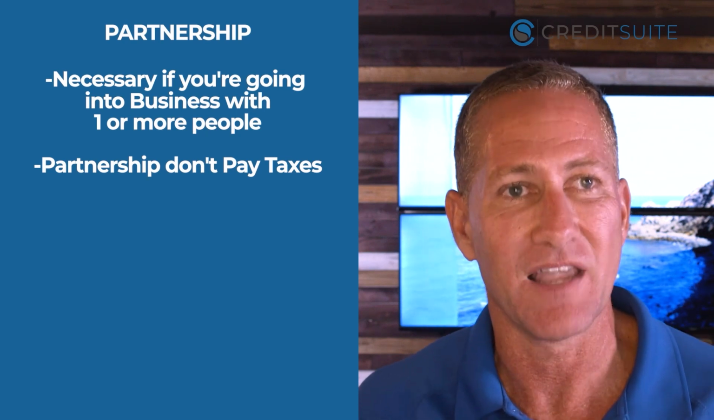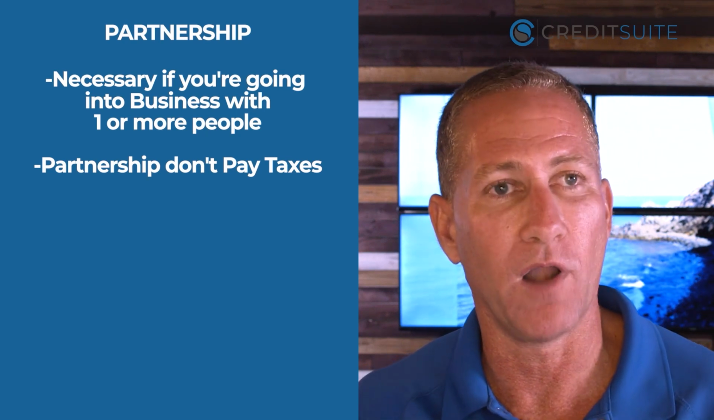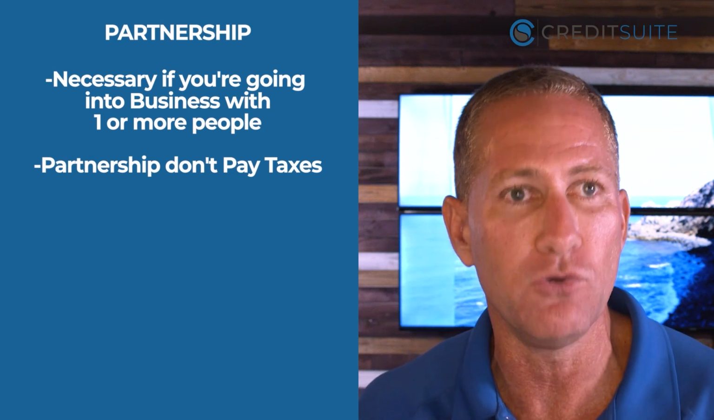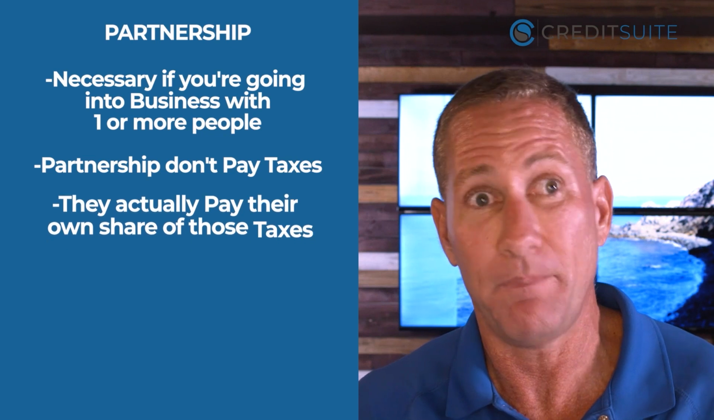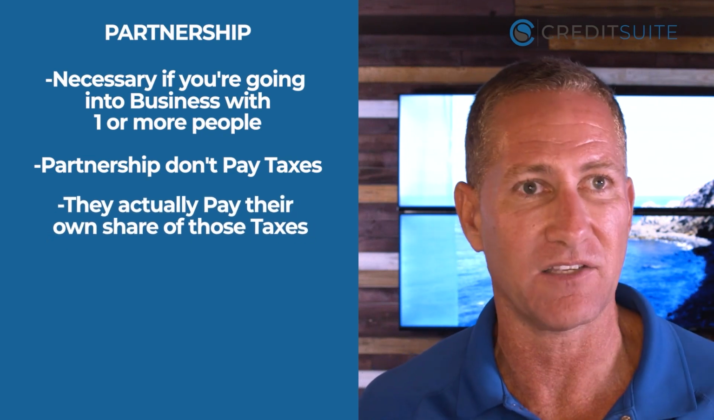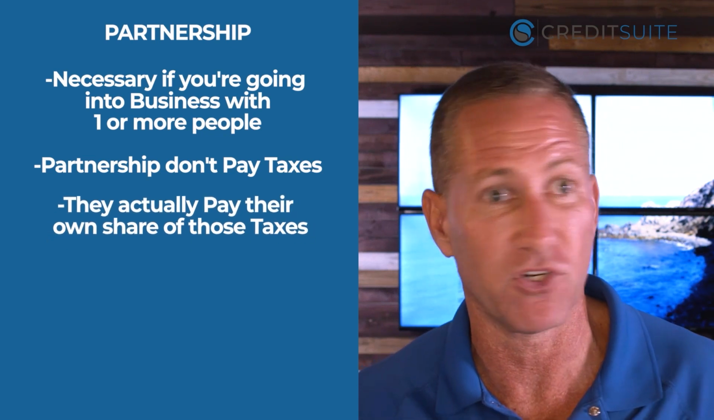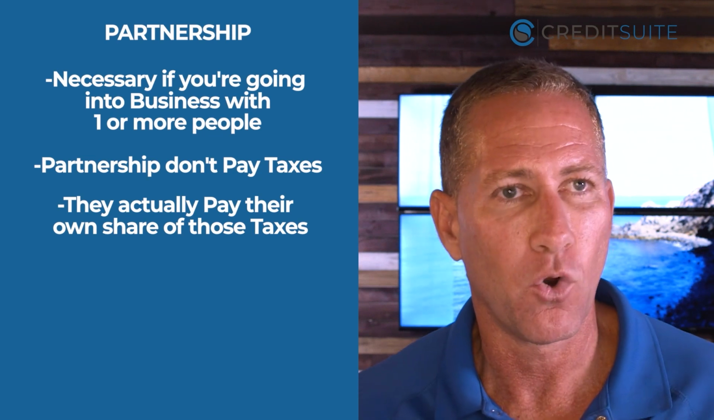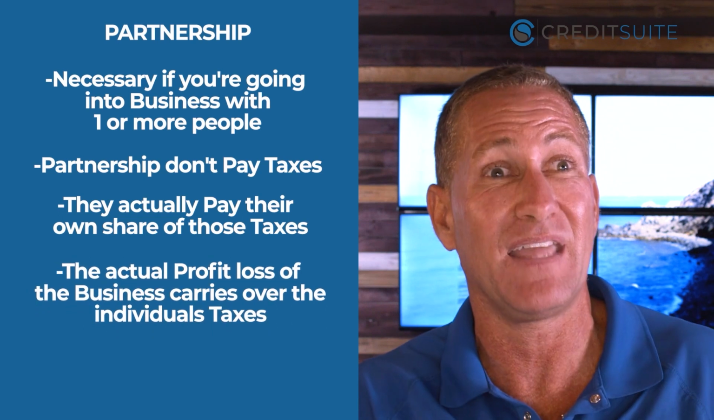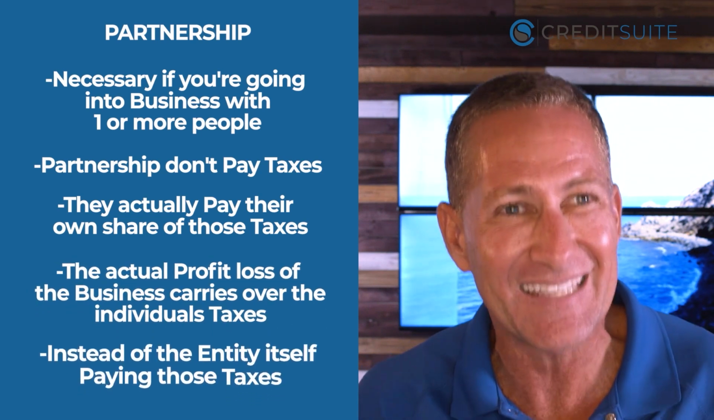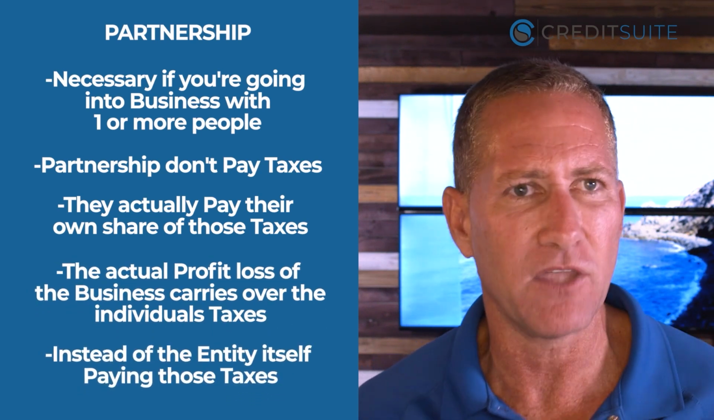The actual taxes that need to be paid, the profit or loss, carry down equally to the actual partners' tax returns on the personal side, and then they actually pay their own share of those taxes. So when we look at a sole proprietorship versus a corporation, for example, we'll talk about corporations later, well, then an individual, the actual profit or loss of the business carries over to the individual's taxes instead of the entity itself paying those taxes. Same thing in the partnership realm.